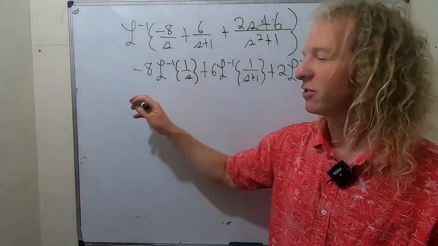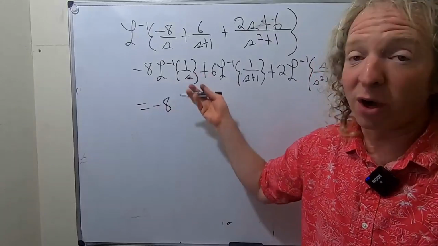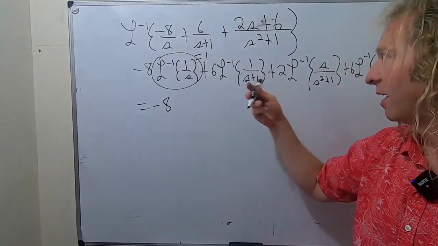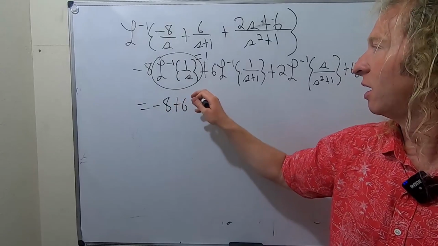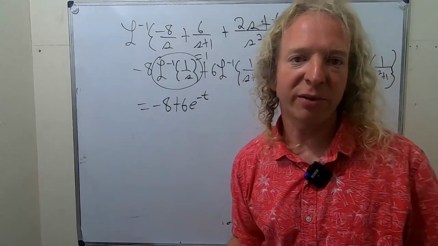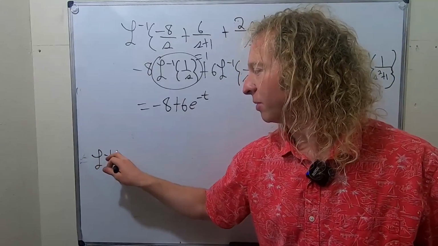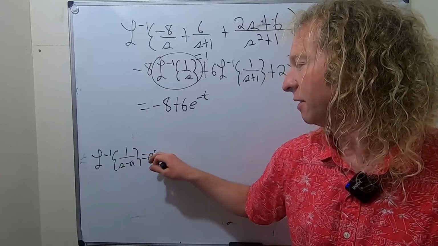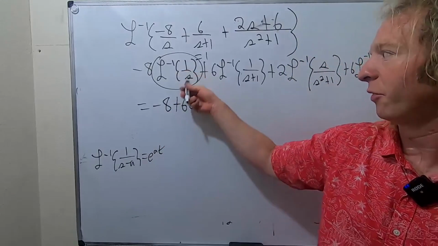Okay, this is 1 over s from the formulas. So it's just 1 rather. So this is just 1. This is 1. This one is e to the negative t. That's a formula, right? The inverse Laplace, I'll write it. Inverse Laplace of 1 over s minus a is e to the at. And again, the inverse Laplace of 1 over s is just 1.